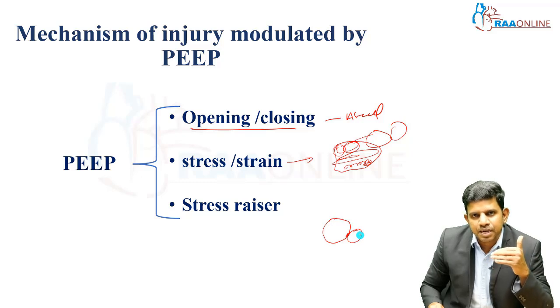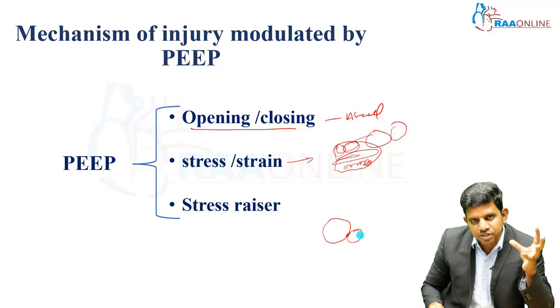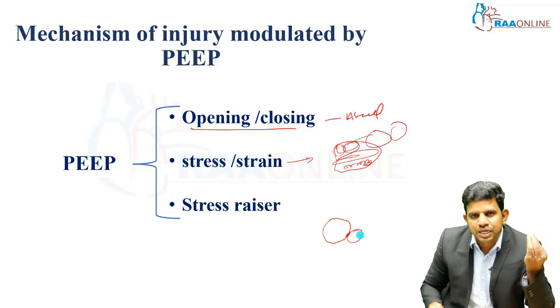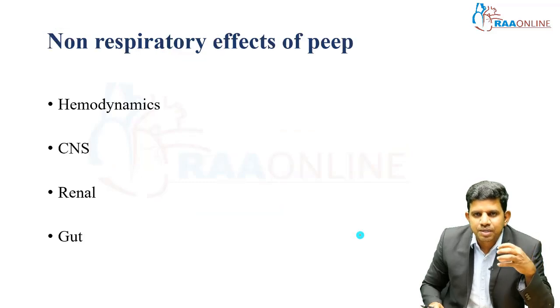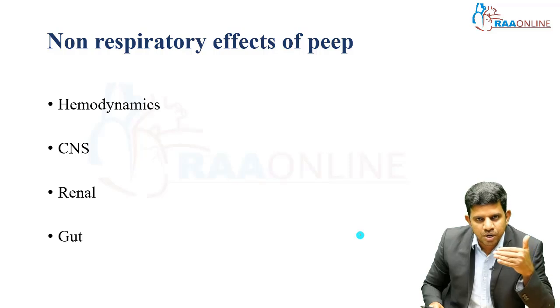Sometimes inappropriate PEEP can cause more strain, volutrauma, over distension, and worsening stress and strain. Sometimes PEEP may worsen our heterogeneity and worsen the stress riser. So PEEP may sometimes be of benefit, and sometimes it may worsen your ventilator induced lung injury. PEEP has other effects also. It can cause hemodynamic compromise. It can raise your CVP. Very high PEEP can compromise the renal function and gut function also.